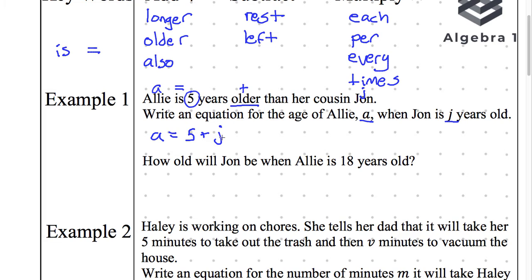So if John is 1 year old here, 1 plus 5 is 6. That means A is equal to 6. That means Allie is 6. That makes sense with what we believe the problem to be. So the equation is good. We give ourselves a thumbs up.